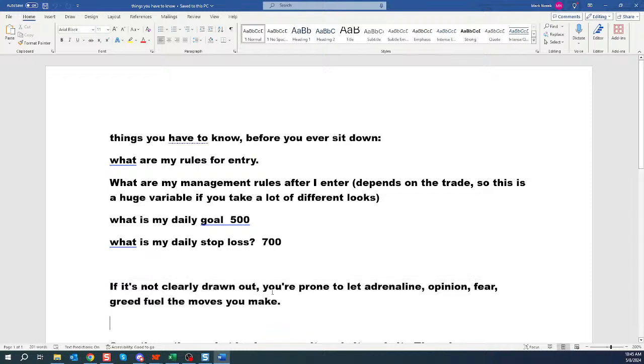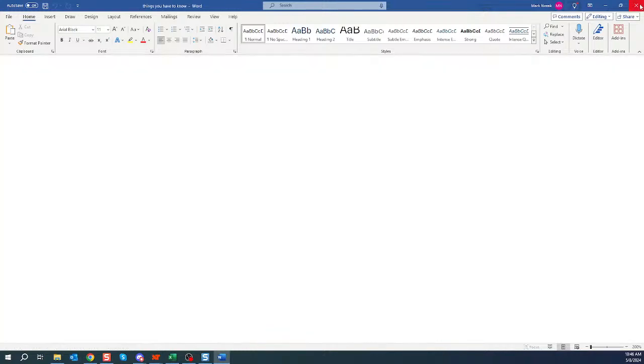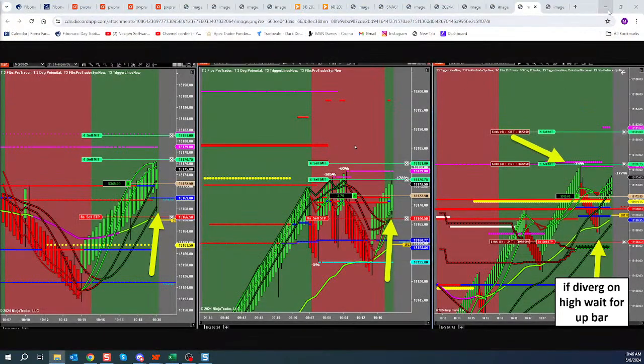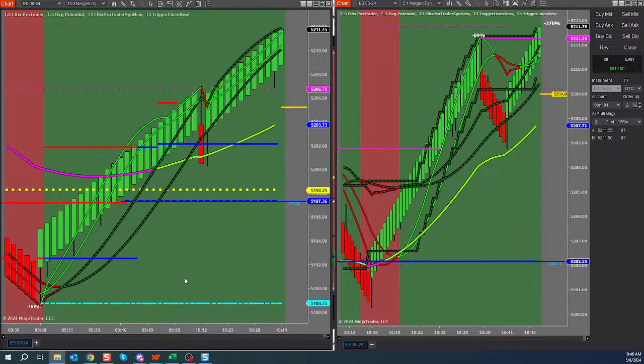If you don't have a clear path, if you don't have a clear plan for entry and exit, guys, you're going to let adrenaline, opinions, fear, and greed fuel your moves. And I'm telling you right now, it's not the easiest way to do things.